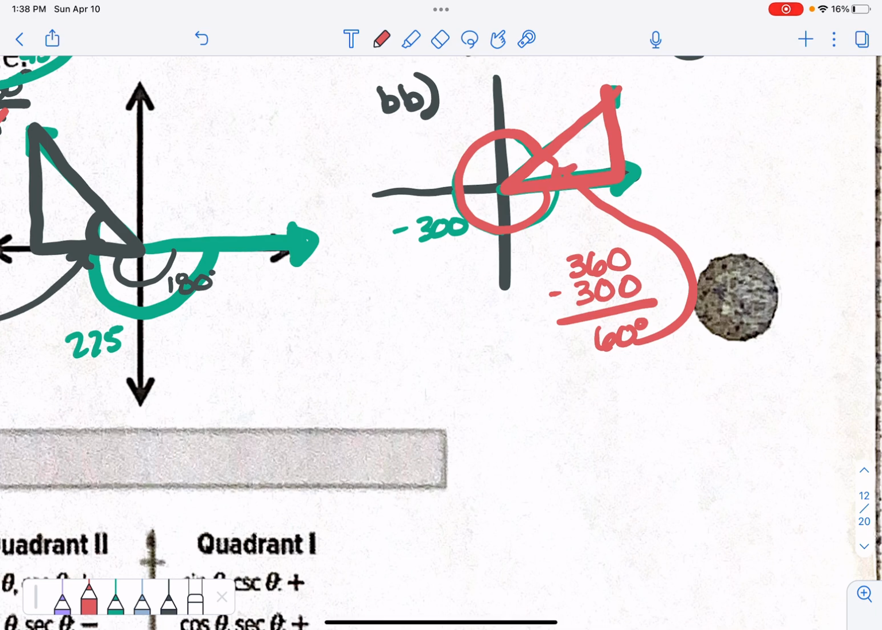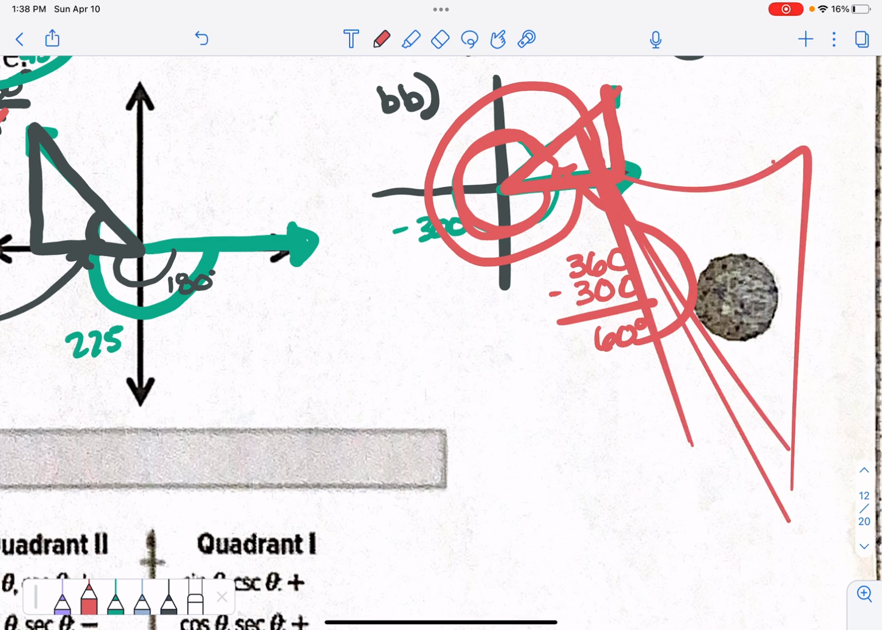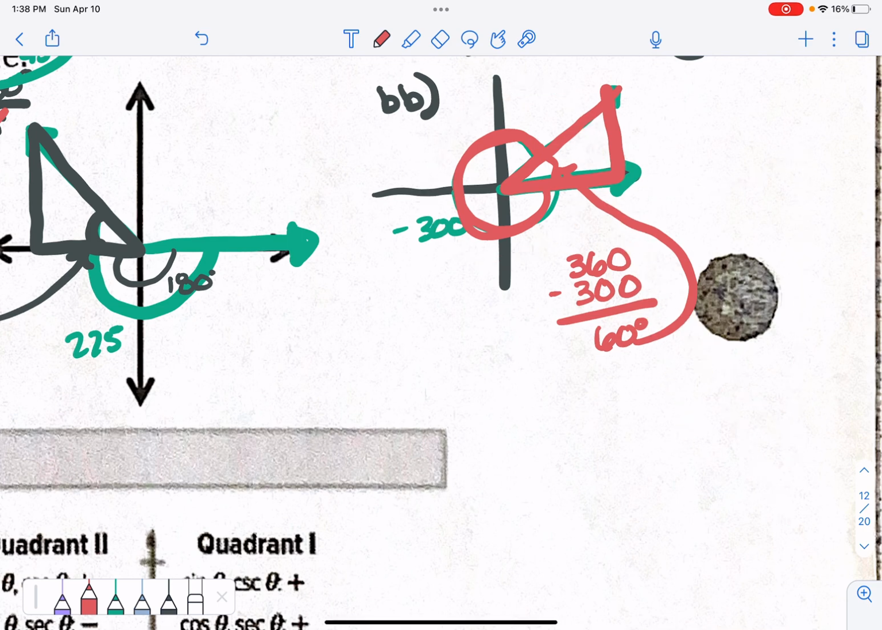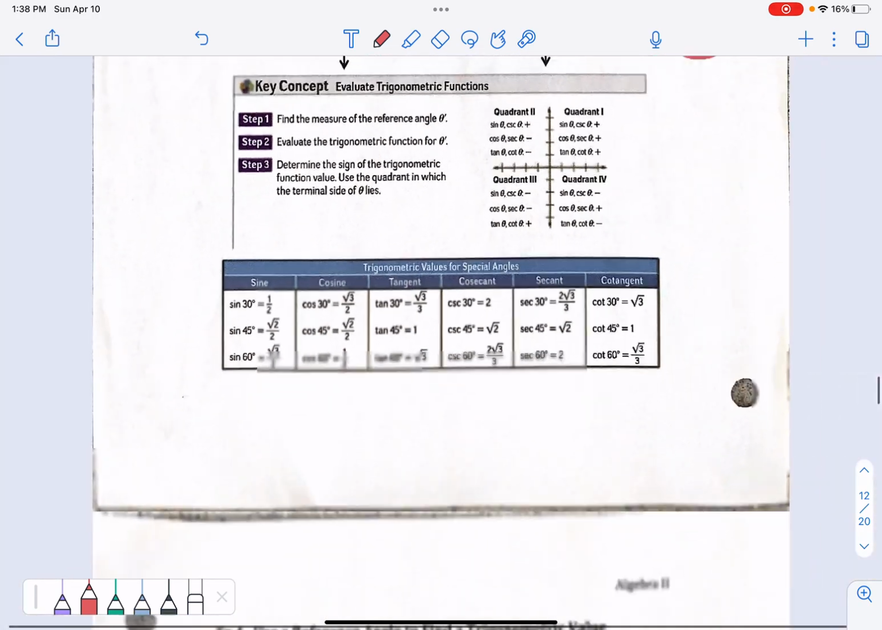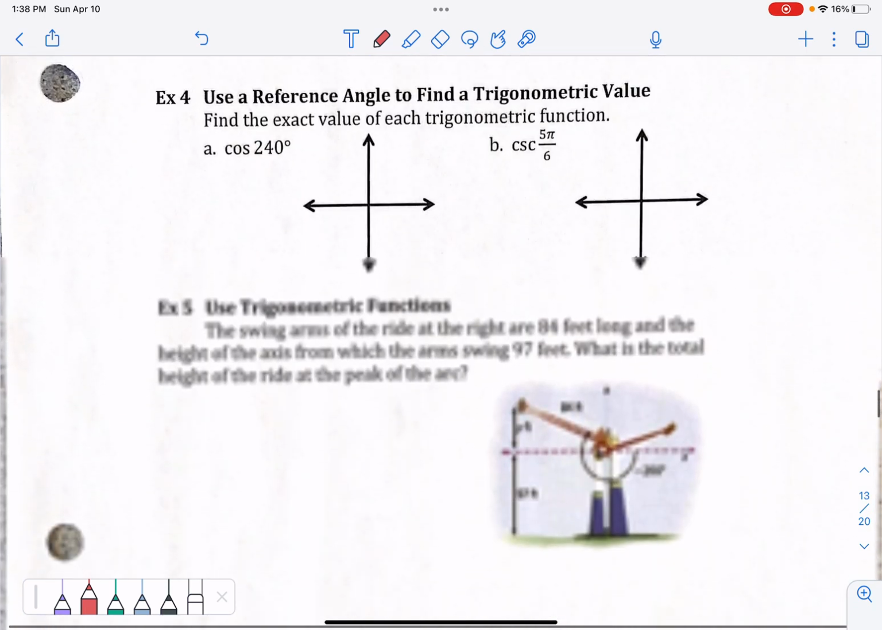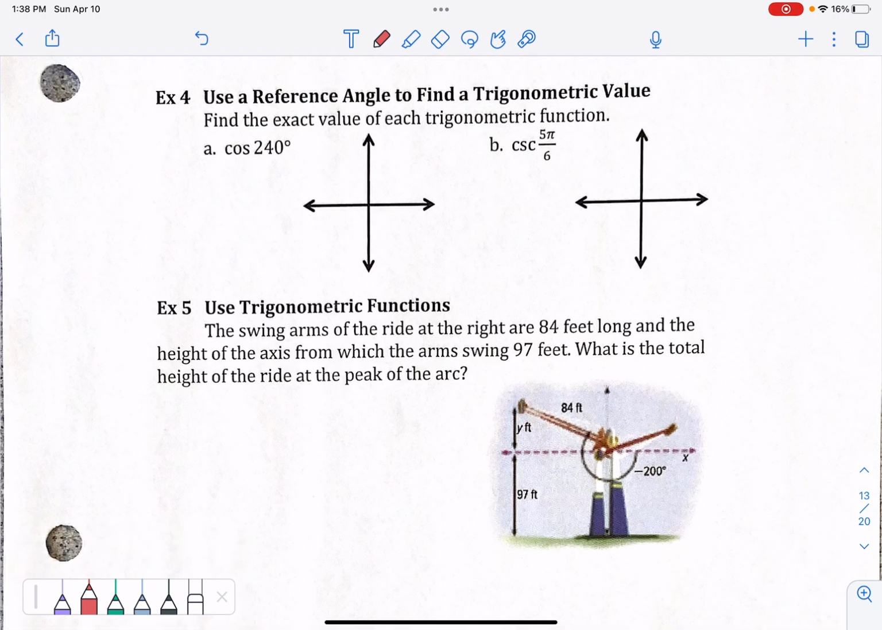If that didn't make sense, let that sink in, have somebody else explain it to you, but going around 300 is just from here to here. 360 would be all the way, so I would have to go an additional 60 degrees more, and that's going to be my reference angle, okay? We're not going to do this bottom part down here or anything on the back side. We'll save that for when you guys are actually taking trig class as juniors or seniors maybe.